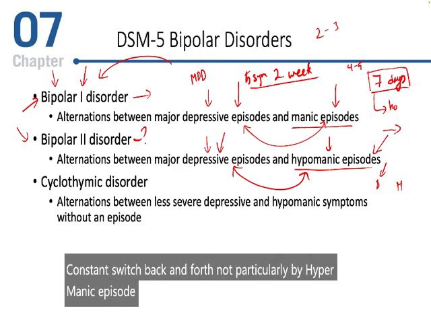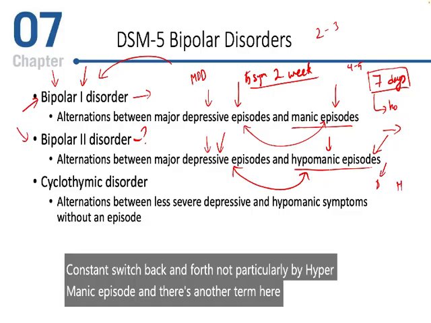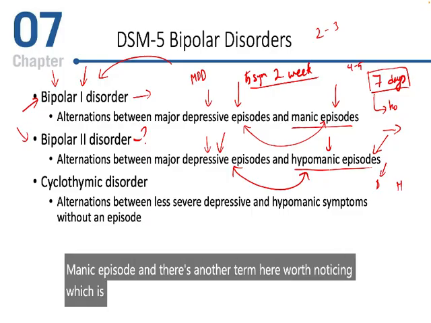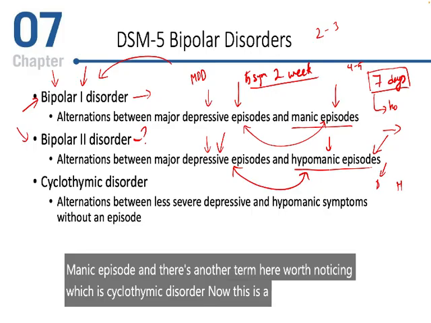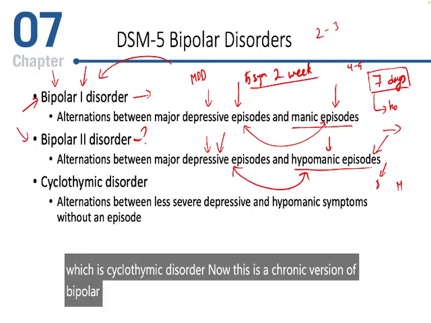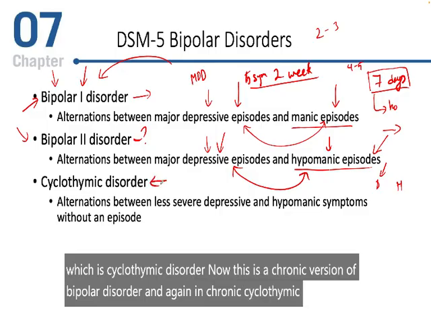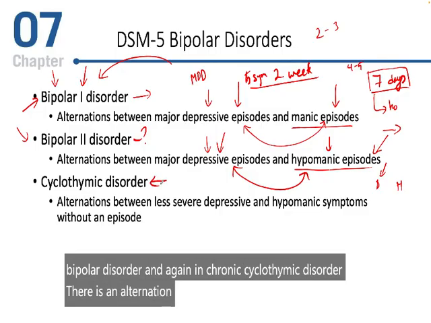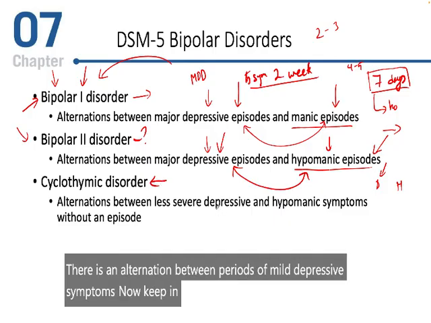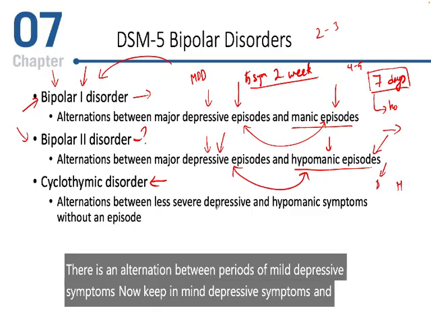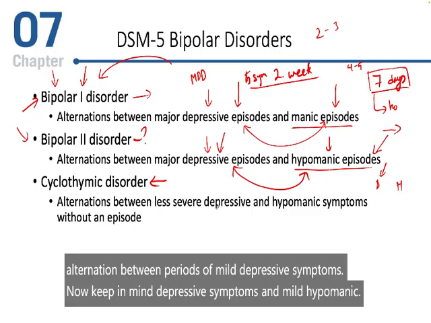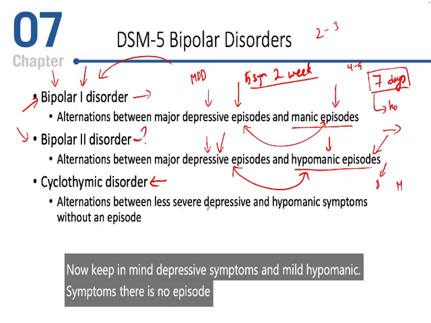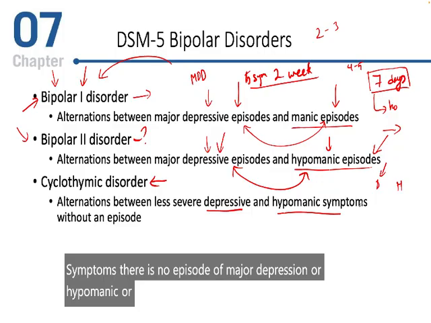And there's another term here worth noticing, which is cyclothymic disorder. Now, this is a chronic version of bipolar disorder. And again, in chronic cyclothymic disorder, there is an alternation between periods of mild depressive symptoms. Now, keep in mind, depressive symptoms and mild hypomanic symptoms. There is no episode of major depression or hypomanic or manic episode present.